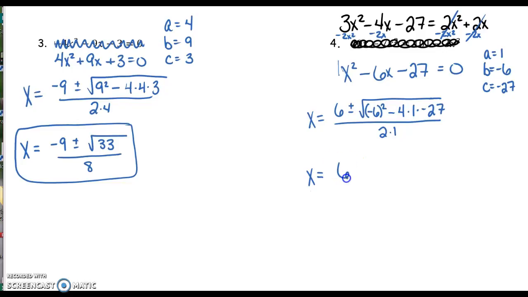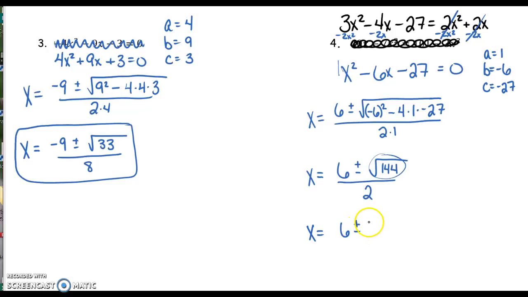In your calculator, you can do -6 in parentheses squared, or punch in 36 if you know that -6 squared is 36, minus 4 times 1 times -27. You should get 144. And 2 times 1 is 2. So think about the square root of 144. What is the square root of 144? That's right. It's 12. It's exactly 12.